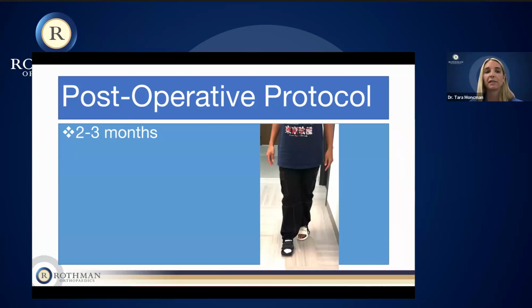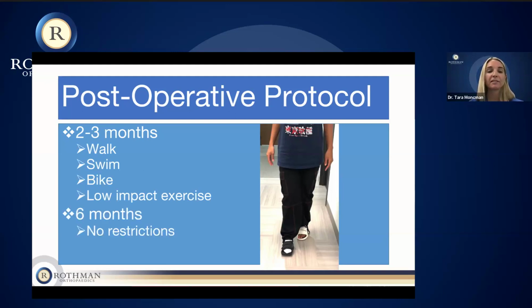And then once you're in a regular shoe, that means if it was your right side, you can start driving. You can walk for exercise, you can swim, you can bike, you can do low impact activities. So really at that 2 to 3 month mark, you are comfortable walking, swimming, biking, and doing low impact exercise. At 6 months, as long as we're assuming no complications and the bone is healing, there are no restrictions. You can get back to sports, running, jumping, anything you'd like really.